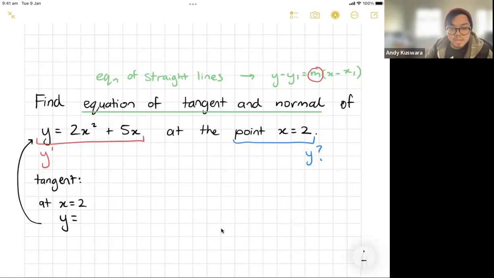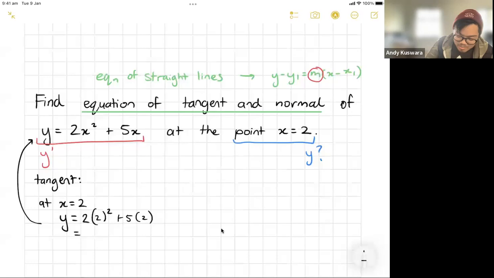Sometimes it's given to you, sometimes it's not. I actually have an equation for y, so I'm going to just use that. 2 times x squared plus 5 times 2, because I have an x value. So that's going to become 8 plus 10, 18. So that means our point is now x value of 2, y value of 18.